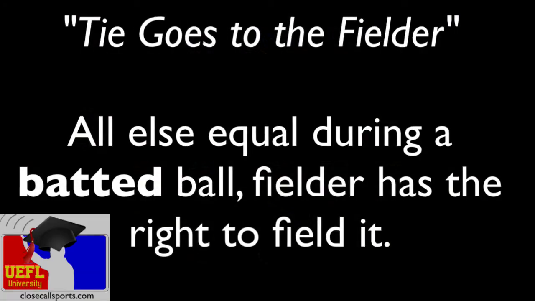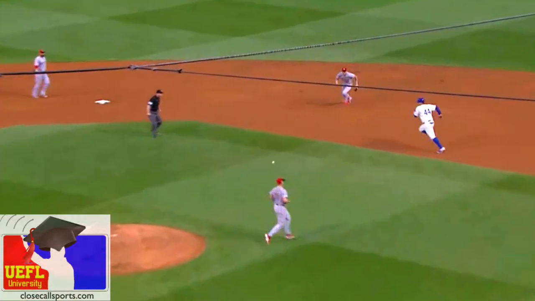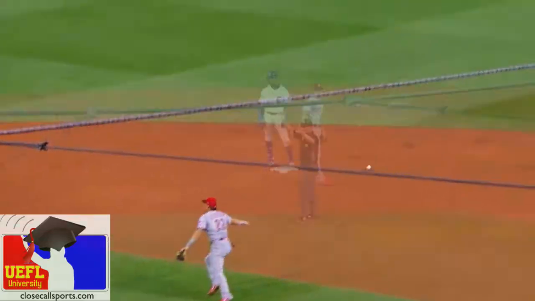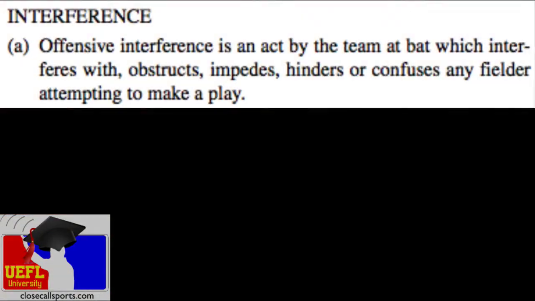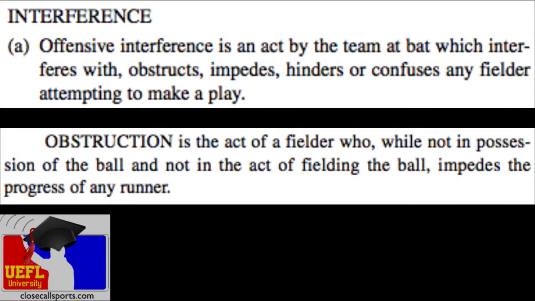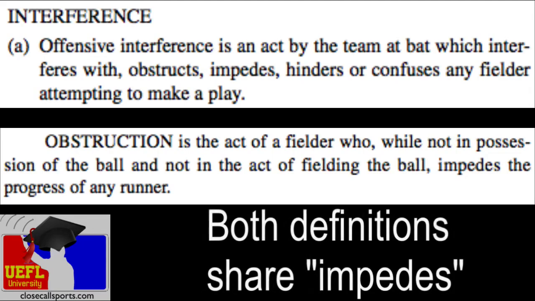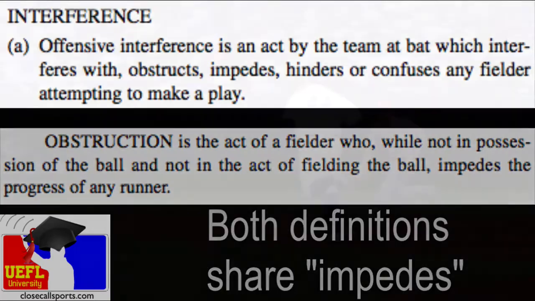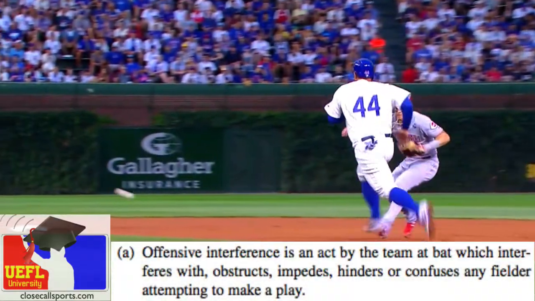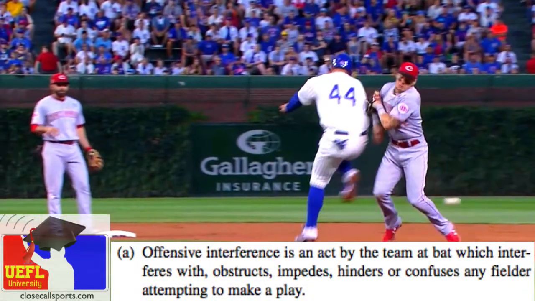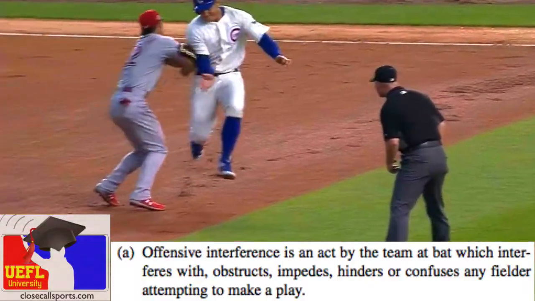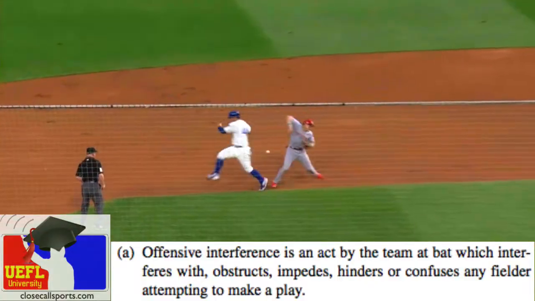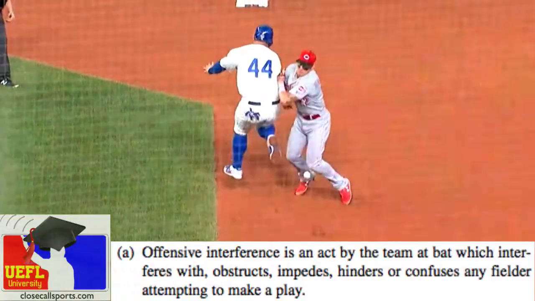All else equal, during a batted ball, the fielder has the right to field it. So when this happens during a batted ball, that is interference. Why? Because the fielder was impeded from fielding the batted ball. Here are your definitions, by the way. We're going to go to the video and you're going to see again that the fielder has the right, per the rule, to field a batted ball, and the runner goes in front of him and impedes him from doing that job. He's not able to make a play on the ball. Why? Because of the runner. That's the definition of offensive interference.